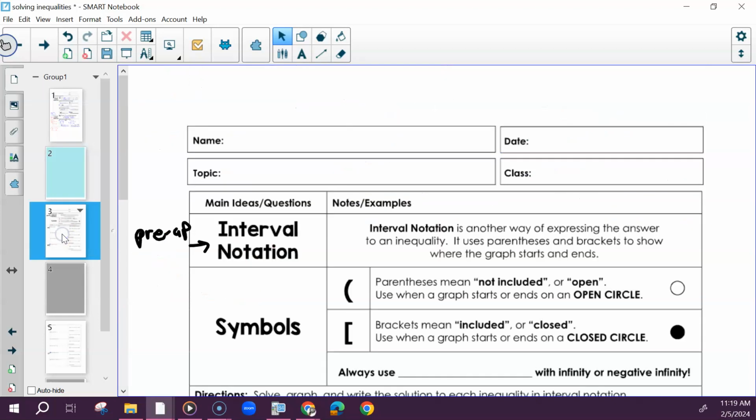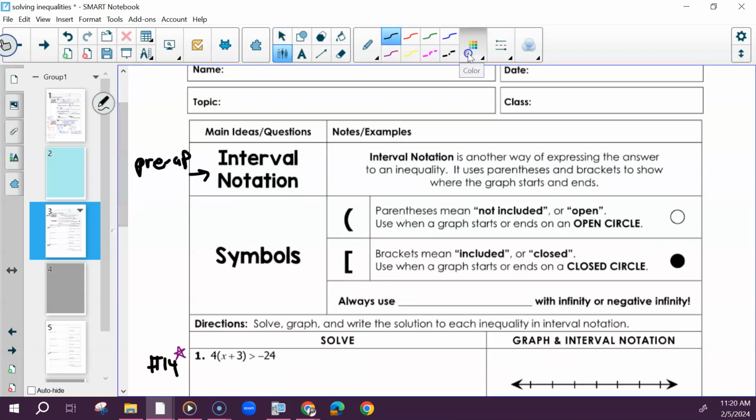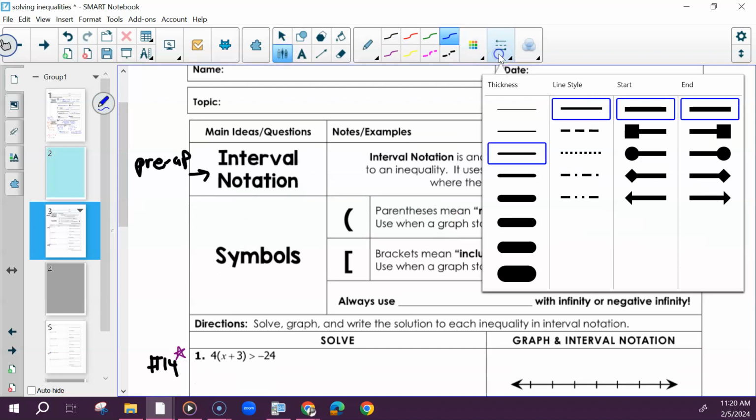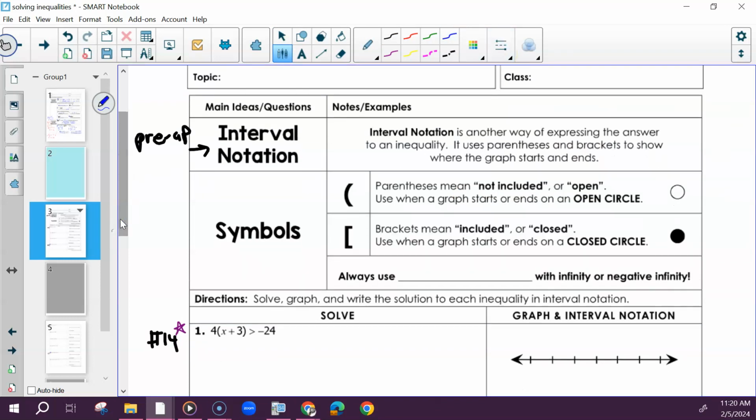On the next page, or the back of this page. Now we're doing the same thing, but now we're using interval notation. So when we use interval notation, we have to keep in mind these things. We're either going to be using parentheses or brackets. Sometimes we use a mixture of. We'll talk about when that is.